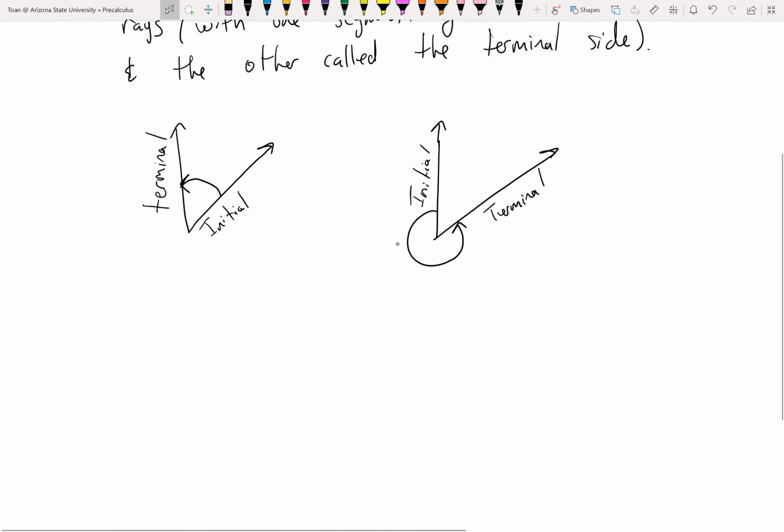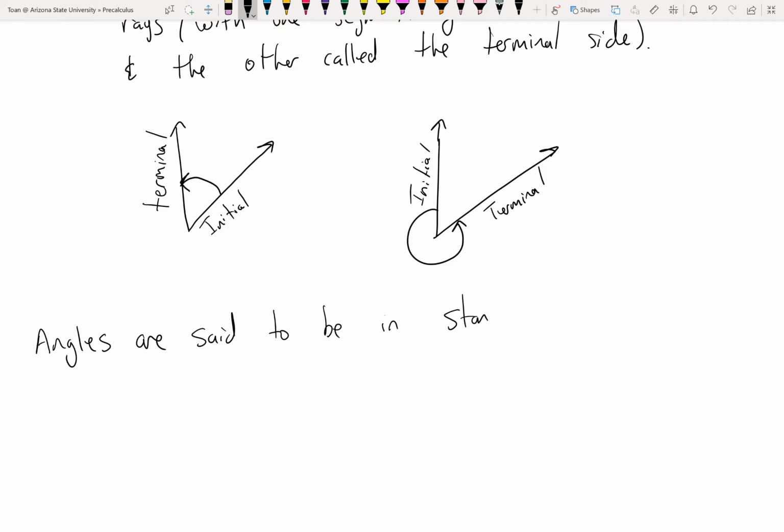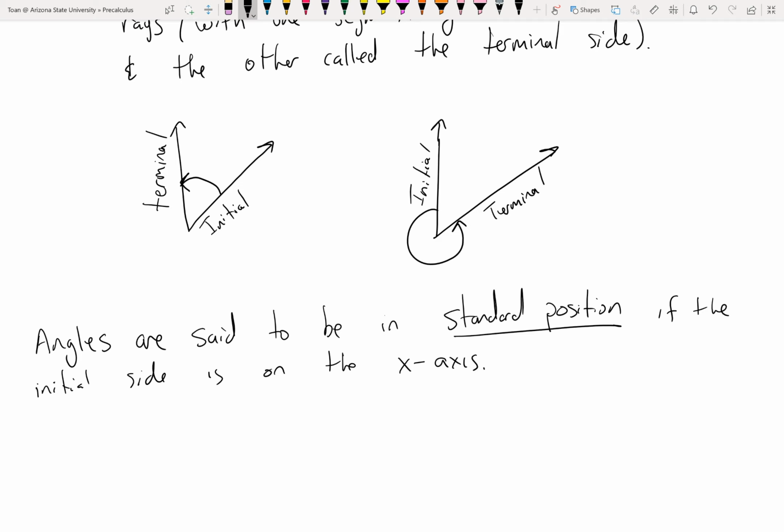Now you can see here I sort of drew these 2 random angles just floating in air though. And that's sort of a problem in math, because when one mathematician talks about angles to another mathematician, we sort of want to be on the same page. We sort of want to be talking about the same thing. So we have this idea that angles are said to be in standard position if the initial side is on the x-axis.